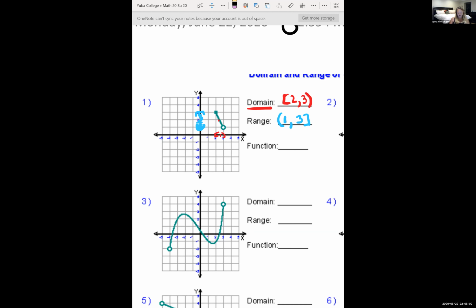And so it's everything that is shaded in between here. And now asking, is it a function? Well, for every value of x that's in our domain, does it correspond to only one y value? And we can look at that by that vertical line test. So if I drew a vertical line anywhere on the line between x equals 2 and x equals 3, I would see that it only intersects that graph once. And so that means it's a function. So yes.